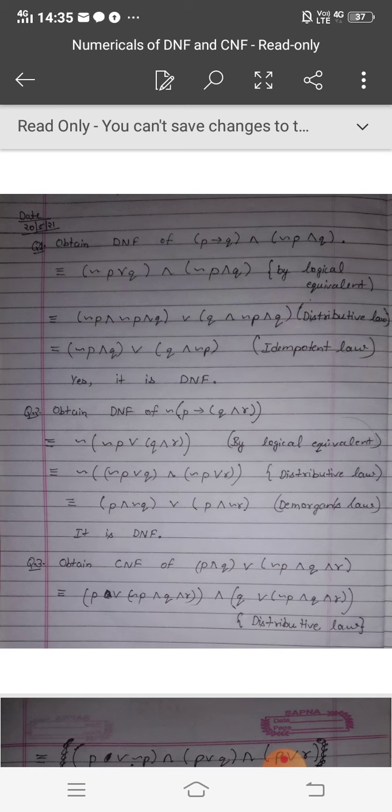So for making DNF, you must make an or, which means disjunction of conjunctions. So there should be or after the bracket, and inside the bracket there should be and, then it will be considered a DNF. I had already discussed the definitions and examples yesterday.